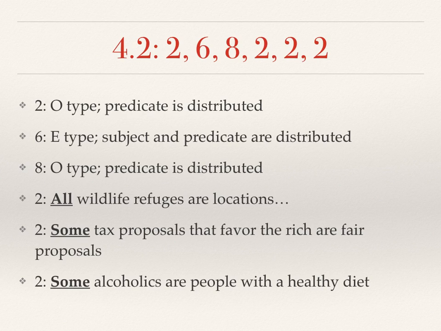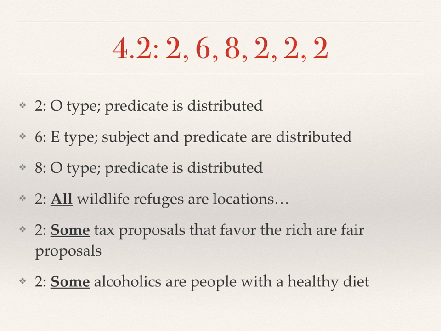Number 2, in the next section, we change the quantity but not the quality. So it would go from universal to particular or particular to universal. So in this case, no tax proposals that favor the rich are fair proposals. So it would then go to some tax proposals that favor the rich are not fair proposals, right? Because we're maintaining the same quality. So this should have are not here.